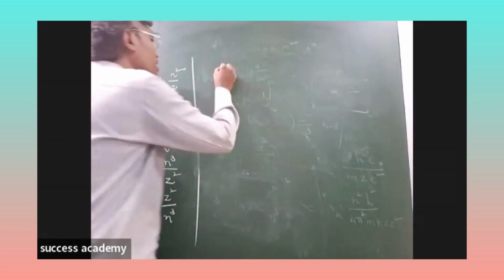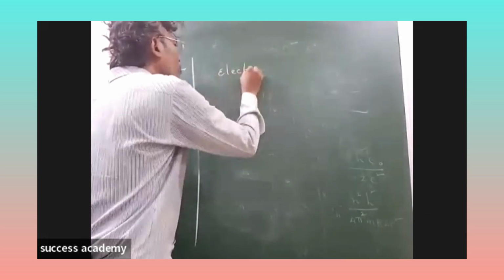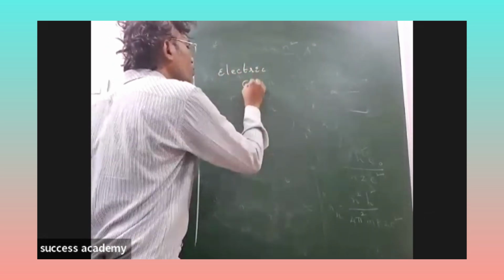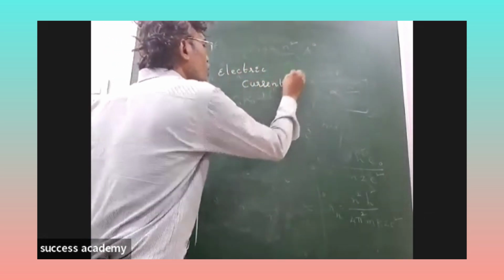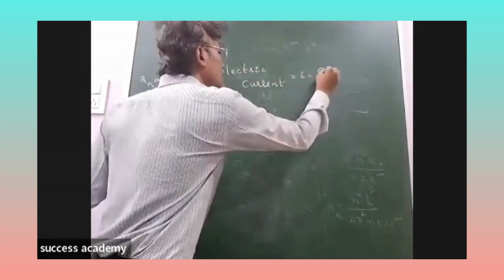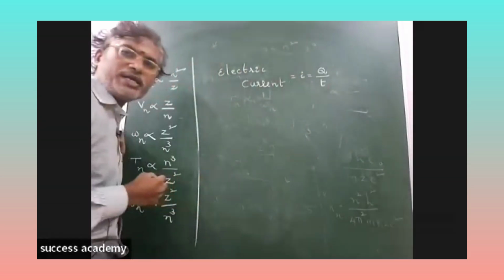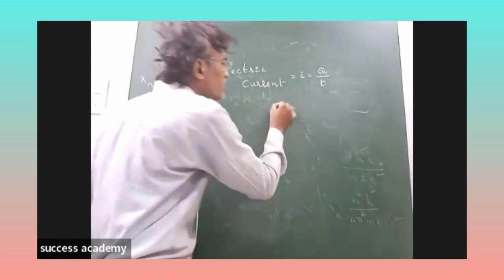What is the general formula of electric current? General formula of electric current is I is equal to Q by T. The rate of flow of charge is called current. Rate of flow of charge is current.